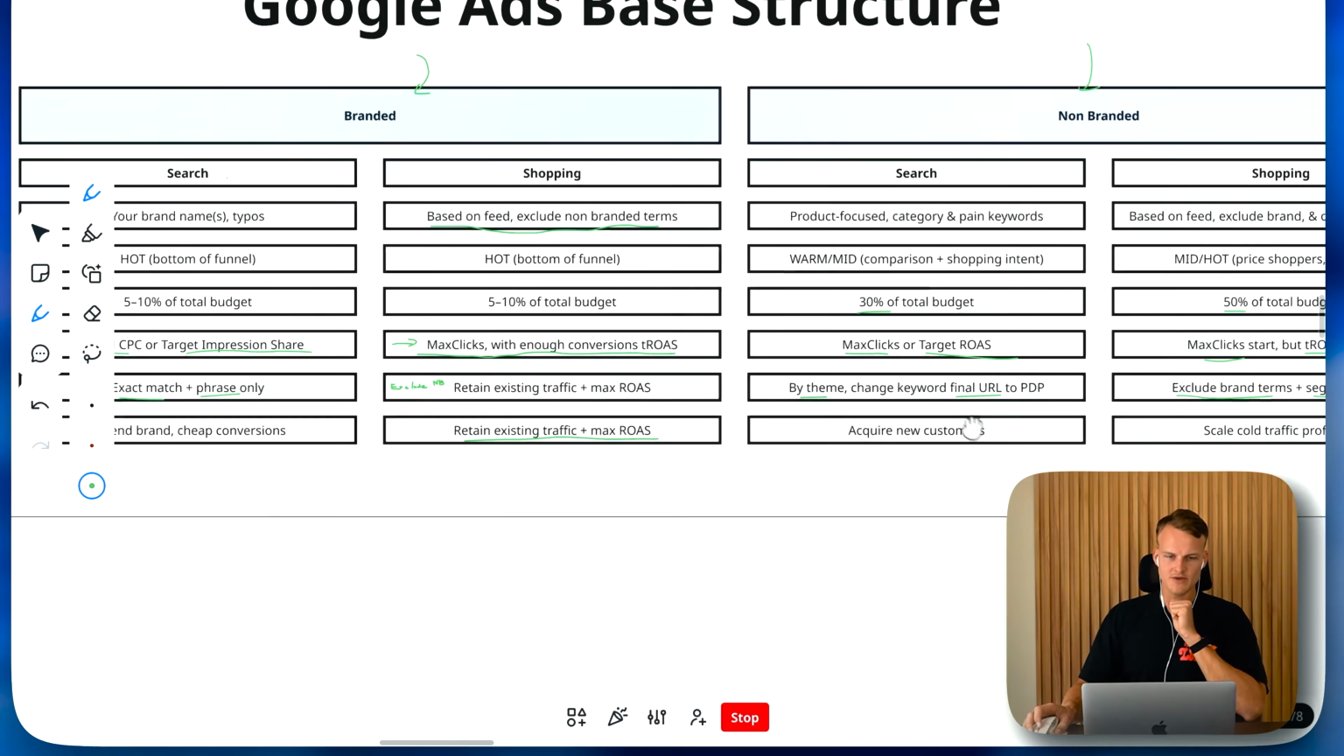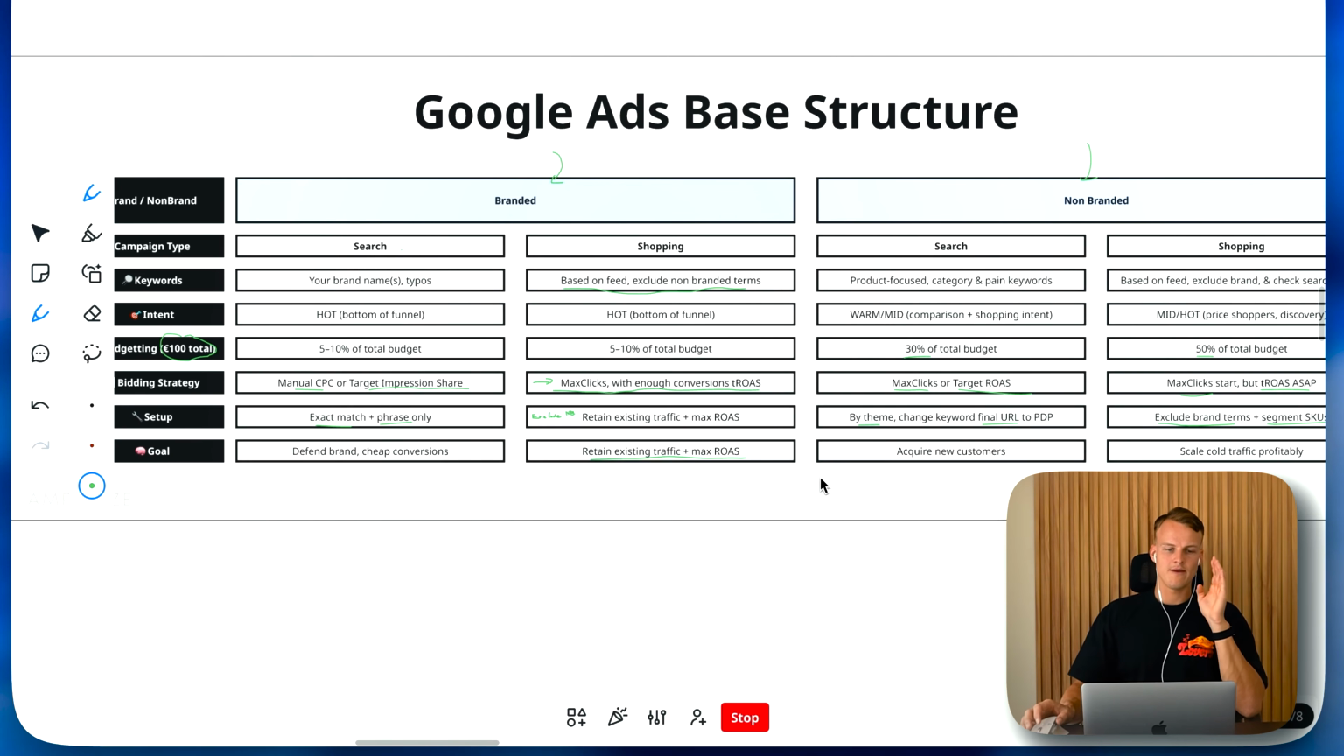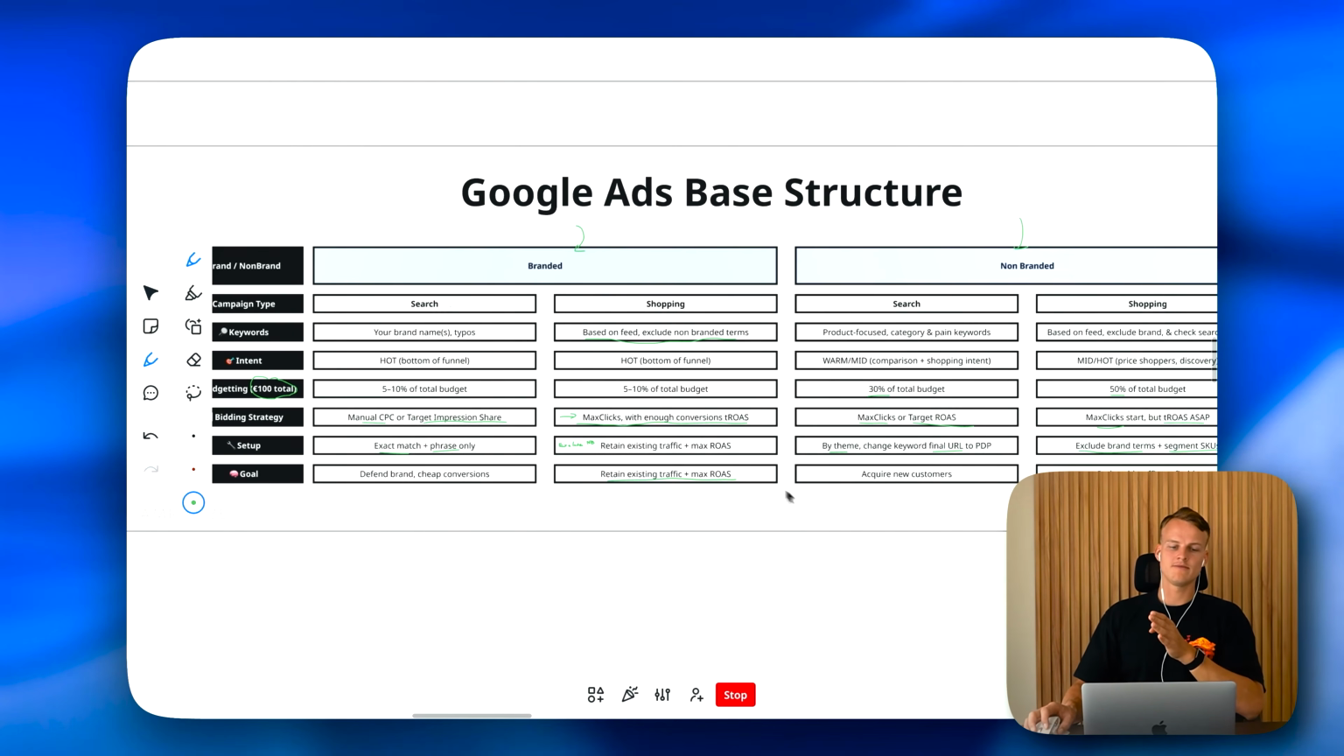So in a nutshell, what you want to use for your Google Ads base structure is branded search and branded shopping, both 5 to 10% of your total budget on manual CPC and max clicks, and then your branded search on target impression share if you have enough cash flow. And the shopping campaign goes into a very high target ROAS afterwards.